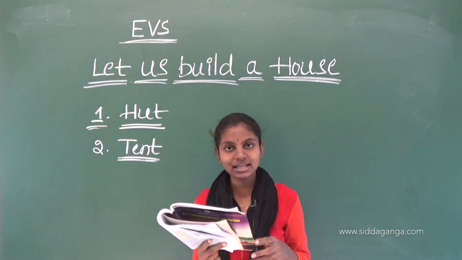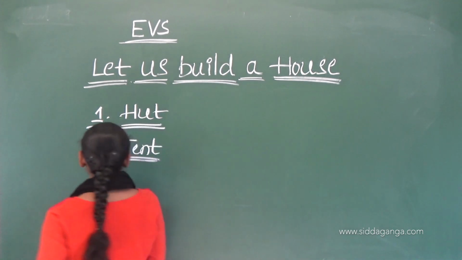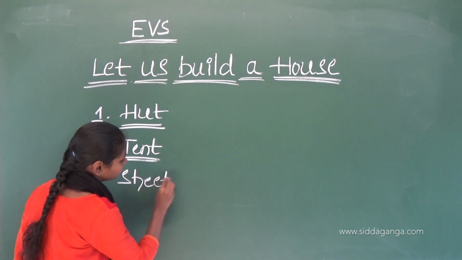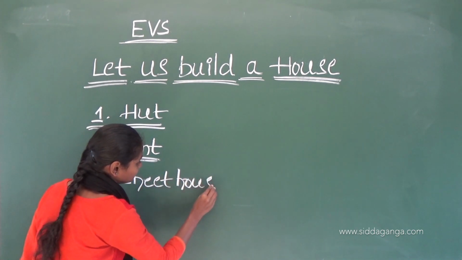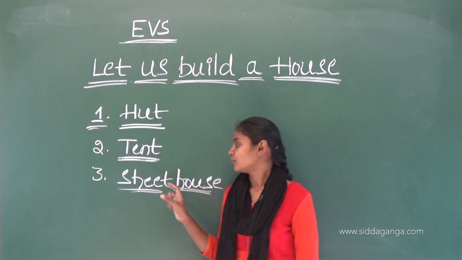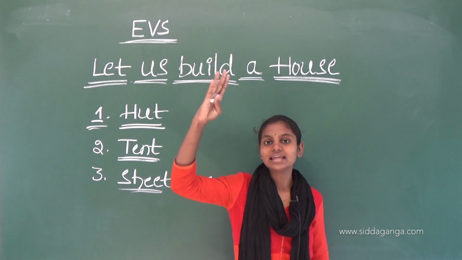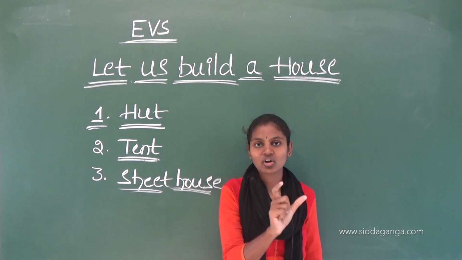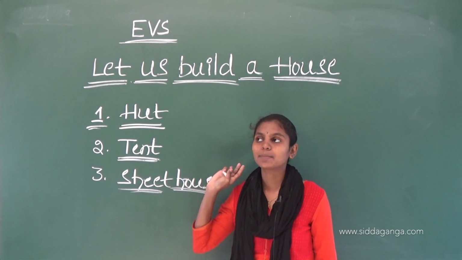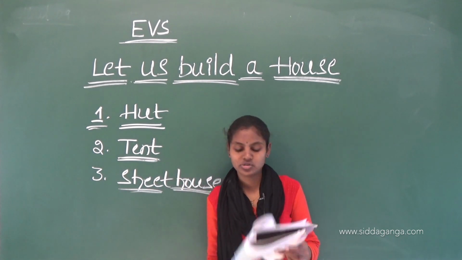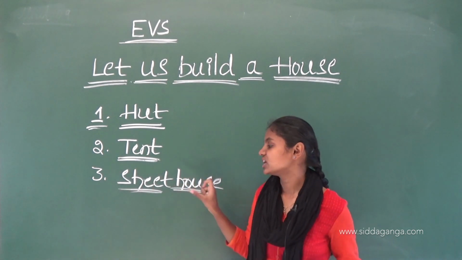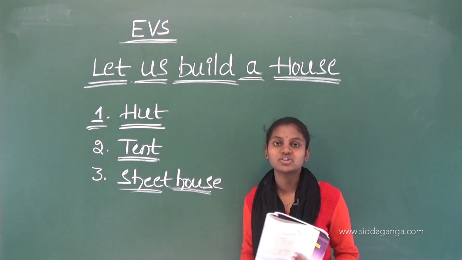That is a sheet house. Third one is sheet house. Which is a sheet house? The house whose roof is made up of sheets is called a sheet house. Okay, in the third picture you can see a sheet house. So write down the word sheet house in the space below that picture.